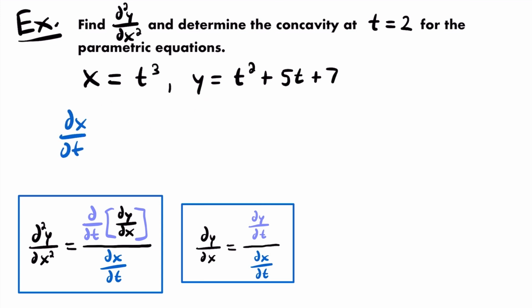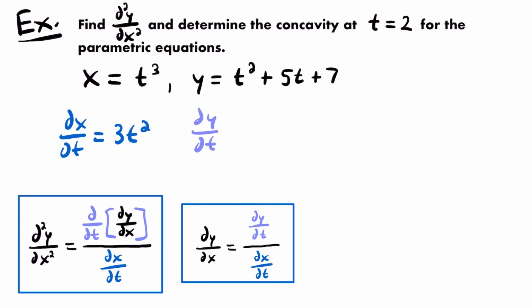Dx dt will be equal to the derivative of t cubed, and we will use the power rule for derivatives here. We'll multiply that exponent down and subtract 1 from the exponent. So we'll have 3t squared. And then let's find the derivative of y with respect to t.